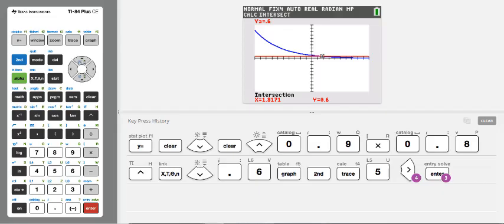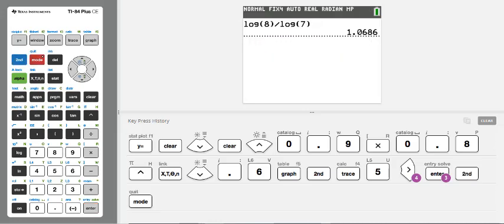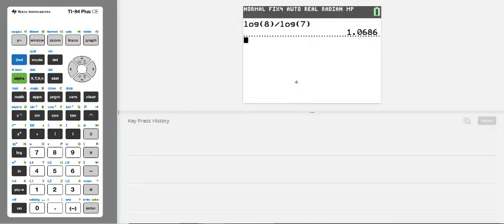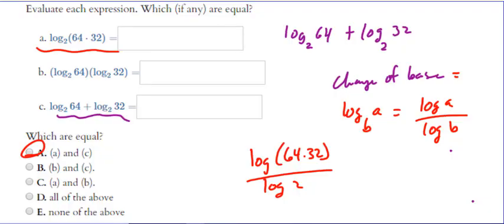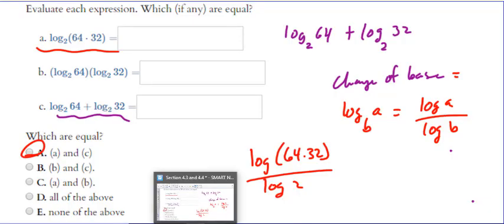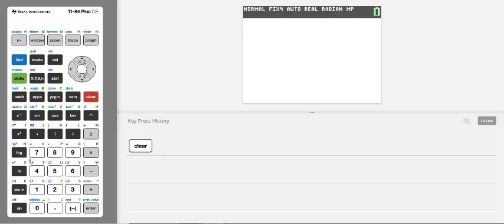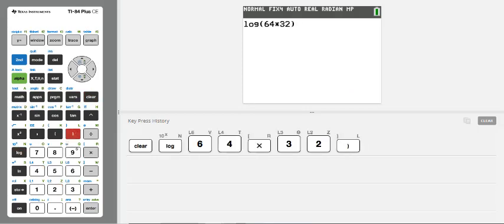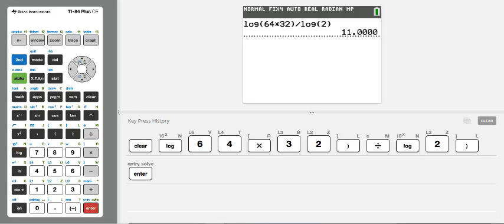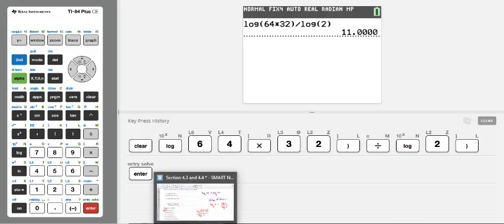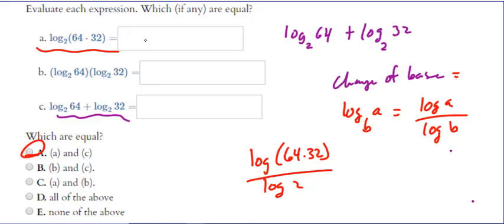So second mode, clear here. 64 times 32 and 2. So log of 64 times 32 divided by the log of 2, make sure you close the parentheses, is equal to 11. Okay, so we're going to do that, and we're going to put that there, and there you go, it's 11.